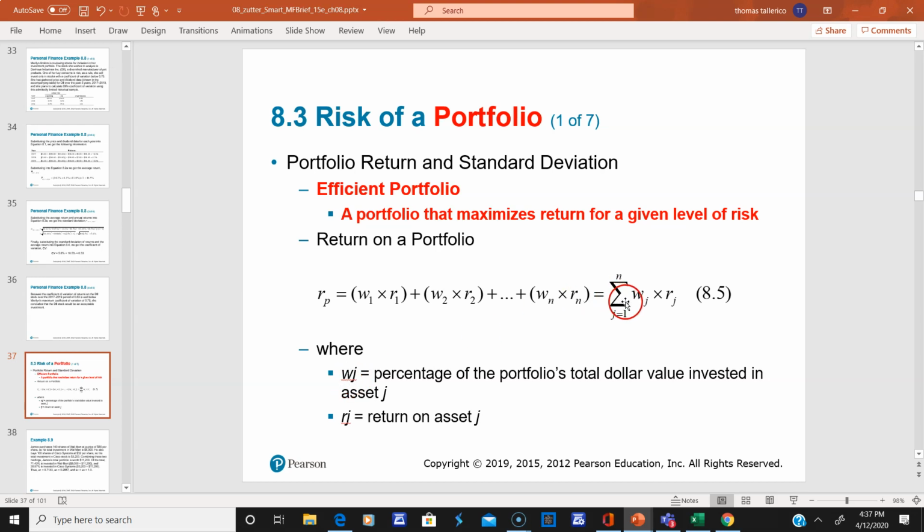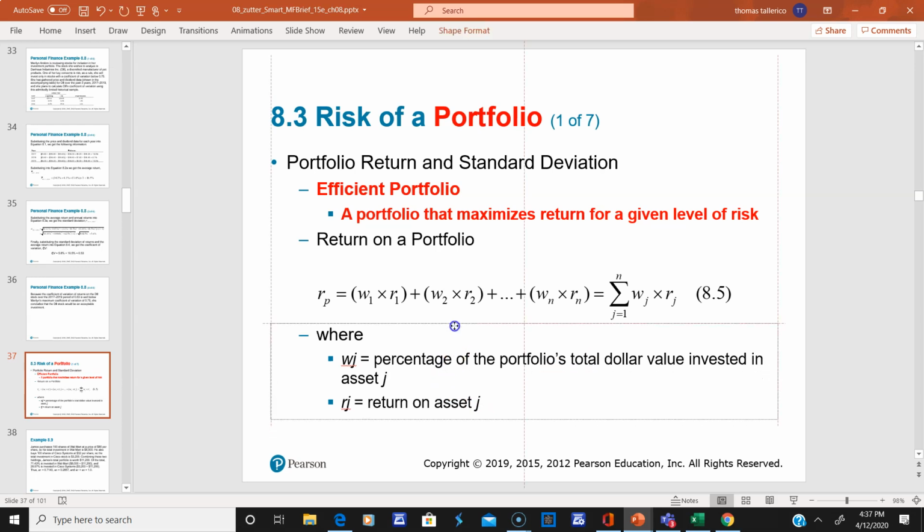And basically, W_j is the percentage of the portfolio's total dollar value invested in the asset. And again, we add them up. You see sigma? This means add up, okay? Sigma means add up. Now, let me see if I can move this up a little. Sigma means add up.